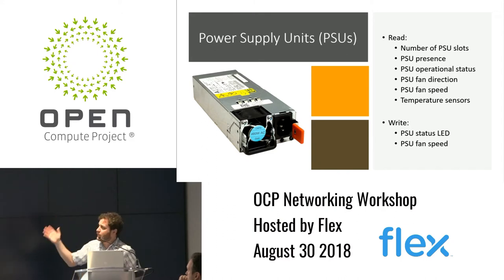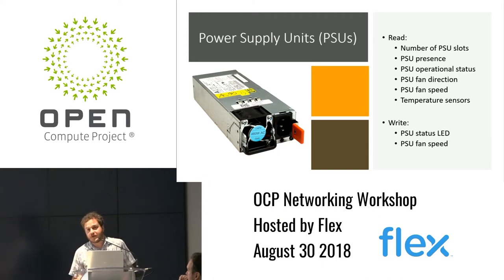So all of that is just data we need to read from this one power supply unit. And then we need to write to the power supply in order to control the PSU status LED. We need to indicate to the network engineers in your data center visually that this power supply is functional or it's not working properly. And we also need to be able to access the PSU fan speed.